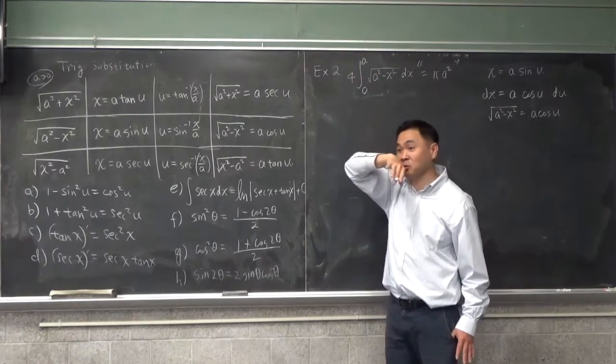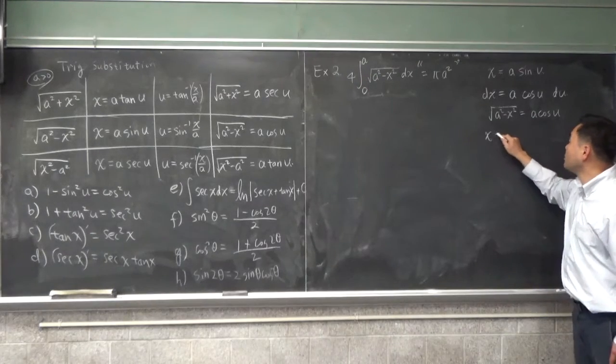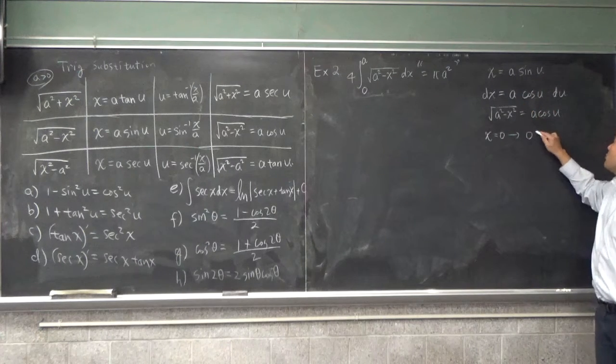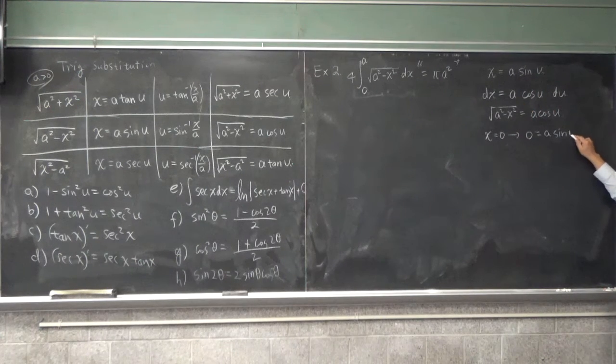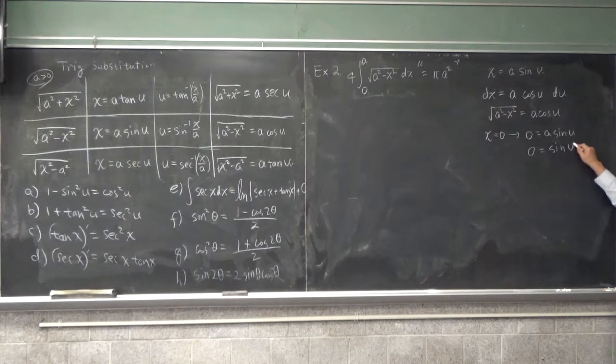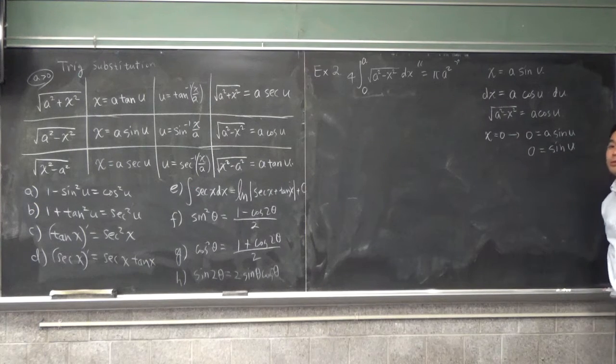For definite integrals, when you do u substitution, you have to change the bounds. So when x is 0, what does that mean for u? Well, 0 is equal to a sine u. Dividing a on both sides will give you sine of u being 0. Sine of what is 0? Sine of 0 is 0. So this makes u equal to 0.